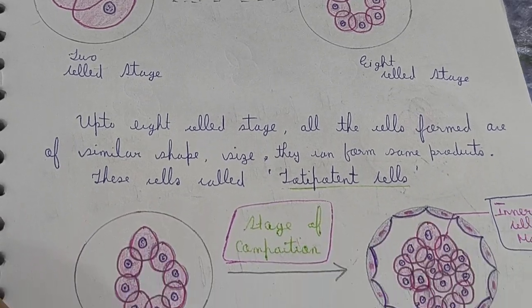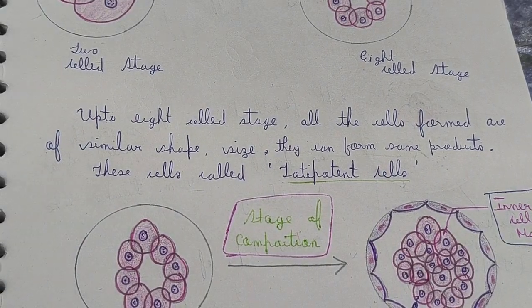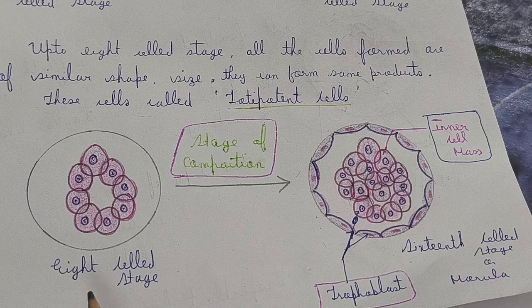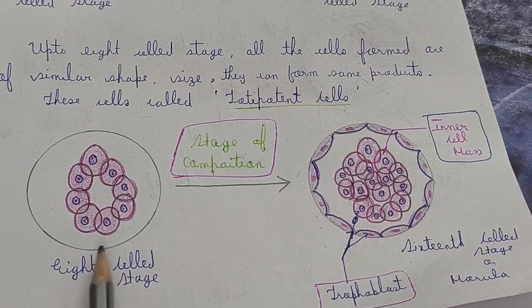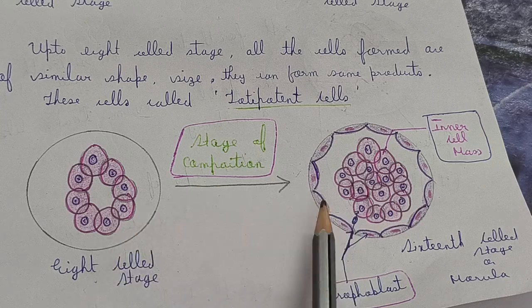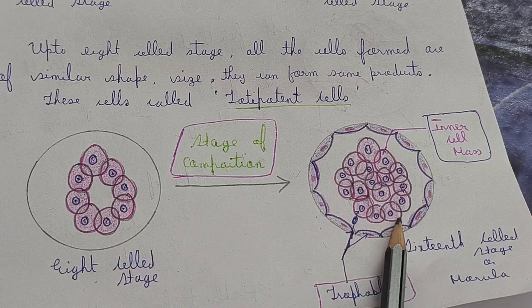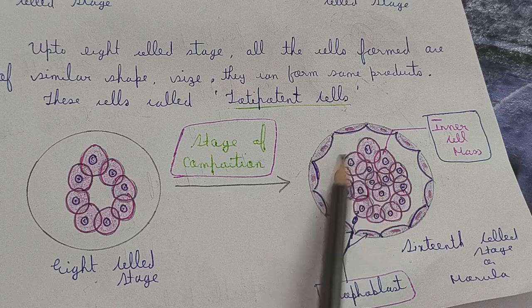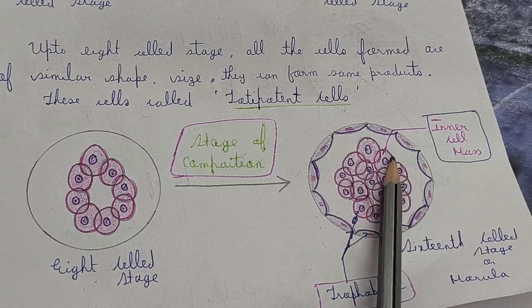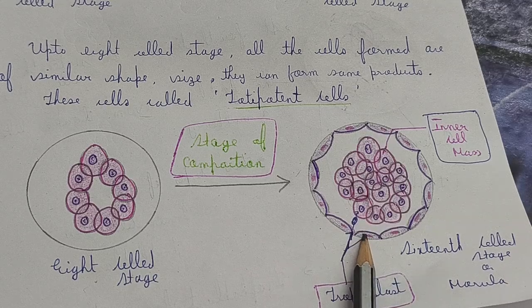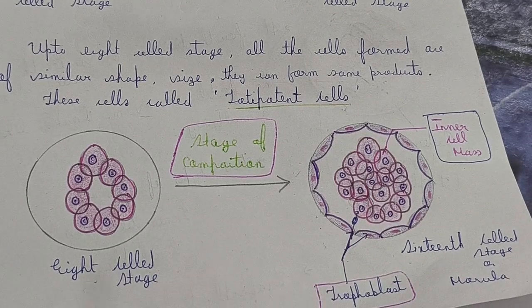But now here comes the concept of the stage of compaction. Here this is an 8 cell stage of the ovum and this is the 16 cell stage. Now you can notice that in the 16 cell stage, two different types of cells are there: the inner cell mass and the outer cell layer, or trophoblast.